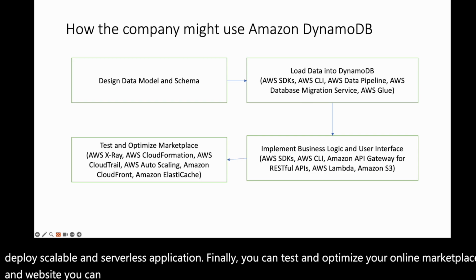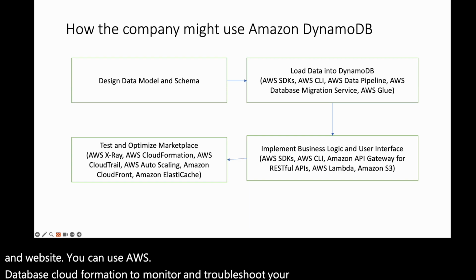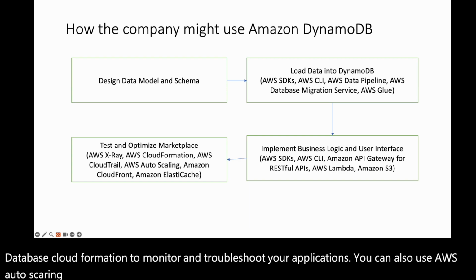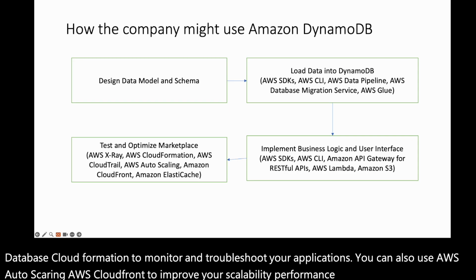You can use AWS X-Ray and AWS CloudFormation to monitor and troubleshoot your applications. You can also use AWS Auto Scaling and Amazon CloudFront to improve your scalability, performance, and availability.